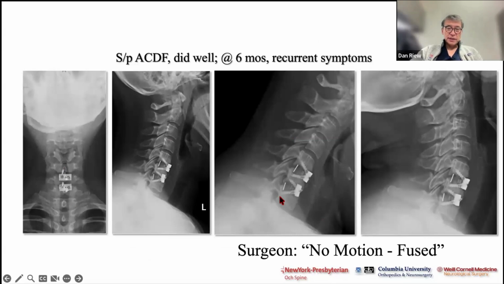But when you take a look at something like this, it's much harder to tell. So this patient had an ACDF done at an outside institution in another state.